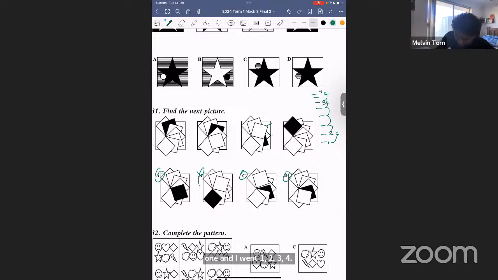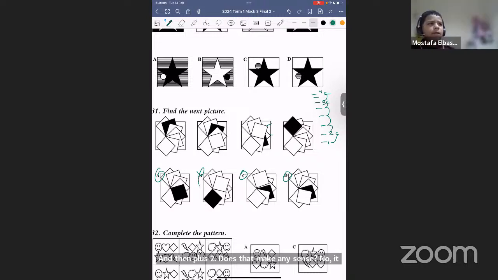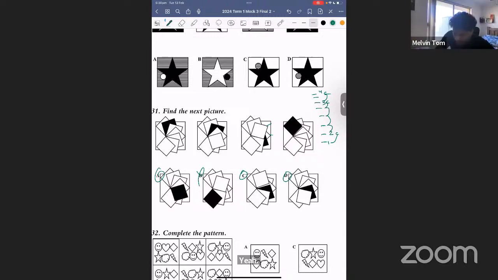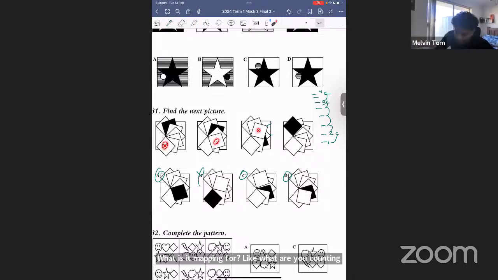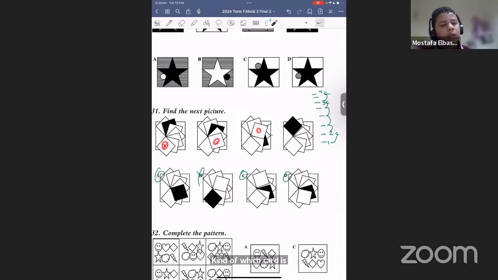Does that make any sense? No, it doesn't. Wait, Melvin, I don't. What's that counting for? Sorry, what is it mapping for? Like, what are you counting? Counting for which card is at the very top? Oh, yeah.